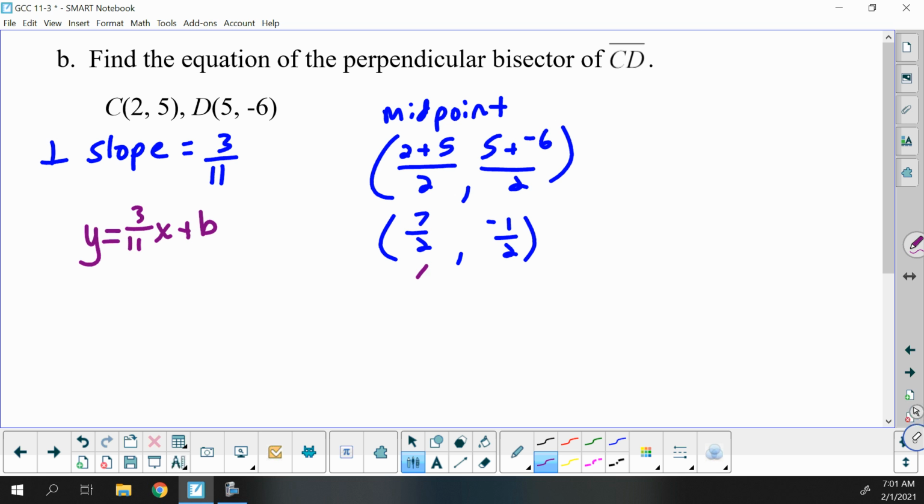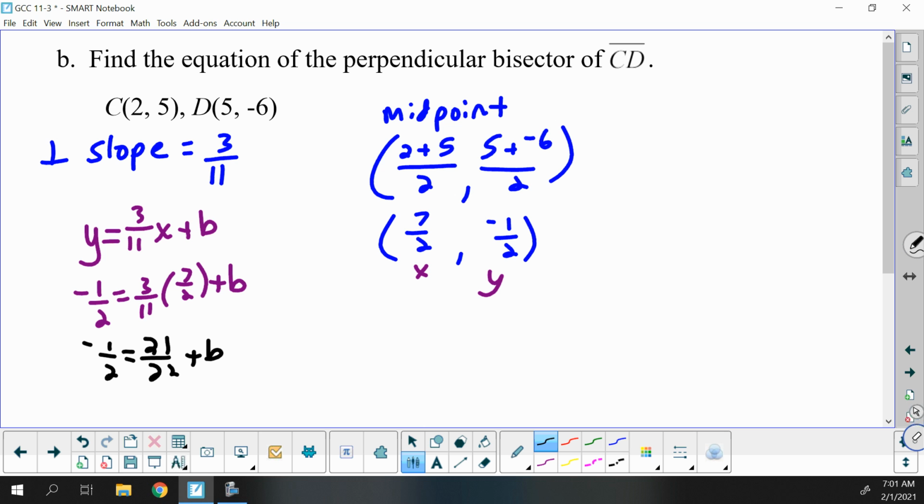We'll fill in our x and our y now. So we're going to have negative 1/2 equals 3/11 times 7/2 plus b. Multiply those in your calculator, and you'll get 21/22. Subtract the 21/22 over. Again, you can do this all in your calculator.